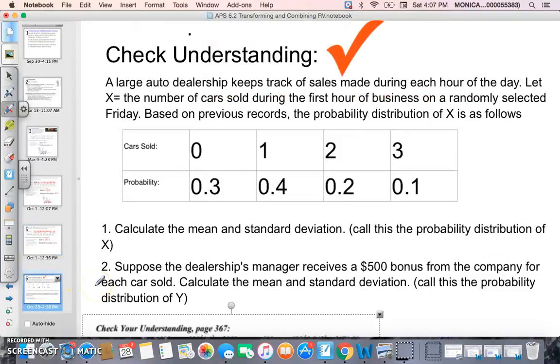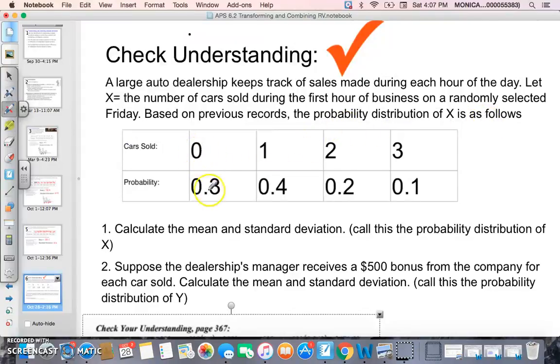So go ahead and try this problem. We've got a large auto dealership and they keep track of their sales made during each hour of the day. And so let's say that this X value here is our cars sold during the first hour of business on a randomly selected Friday. So that means you have about a 40% chance of selling one car. Based on previous records, the probability distribution of X is as follows.